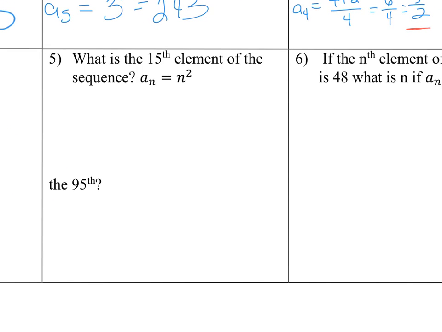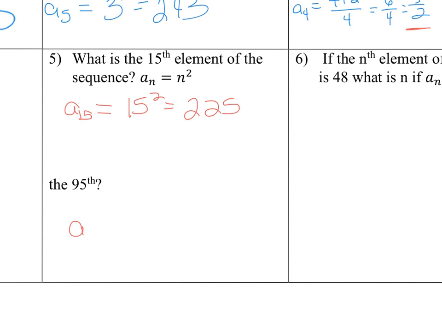Also, something like this. So what is the 15th element? You don't always have to find one element after the other. You can always just find a specific element. So this particular one, they're asking for the 15th element, so they're asking for a sub 15. So a sub 15, 15 is n, so 15 goes here. 15 squared is 225.